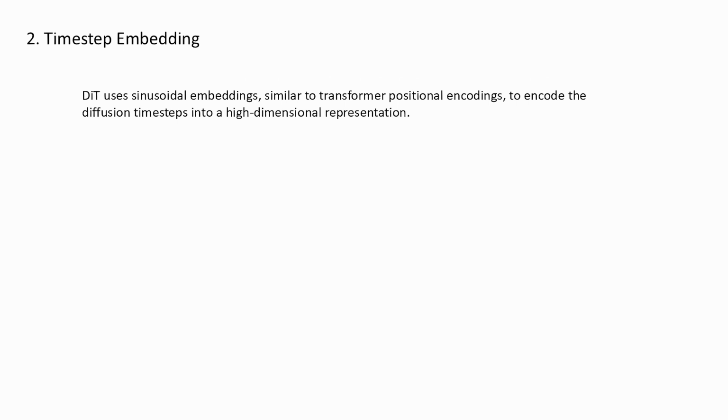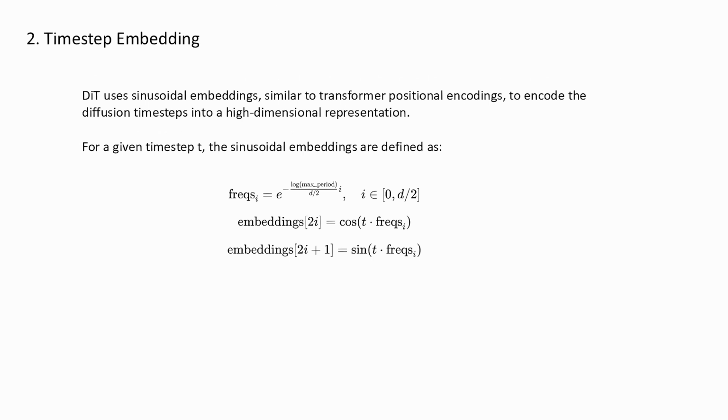Time step embedding in DiT. Since diffusion models depend on time steps, we need a way to embed the time step t into a vector representation. DiT uses sinusoidal embeddings, similar to transformer positional encodings, to encode the diffusion time steps into a high-dimensional representation. For a given time step t, the sinusoidal embeddings are defined as follows. This generates alternating sine and cosine values for different frequencies.